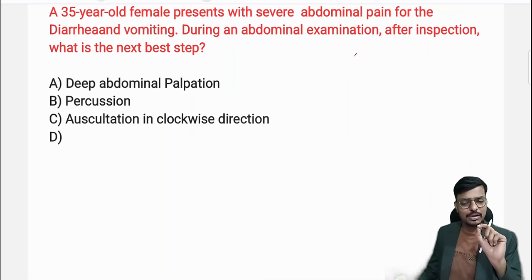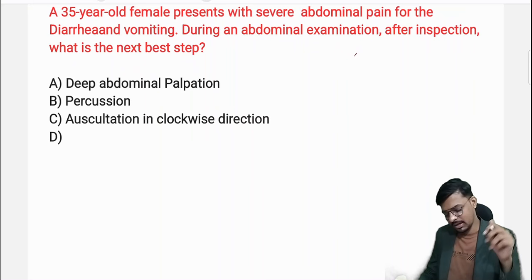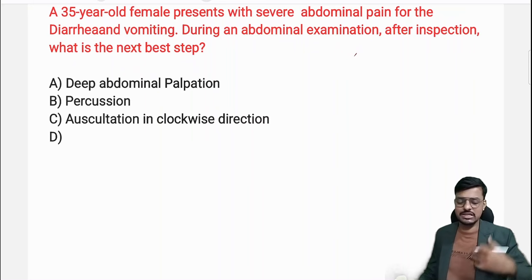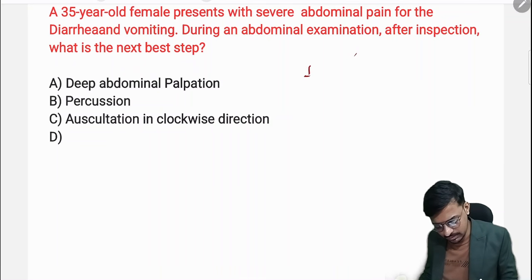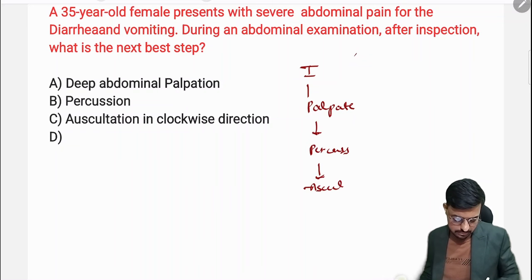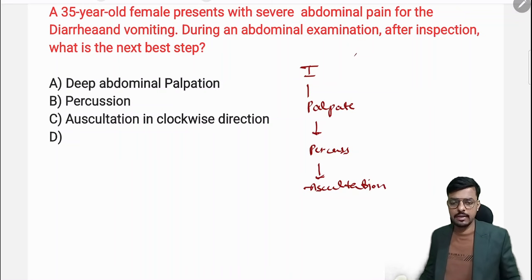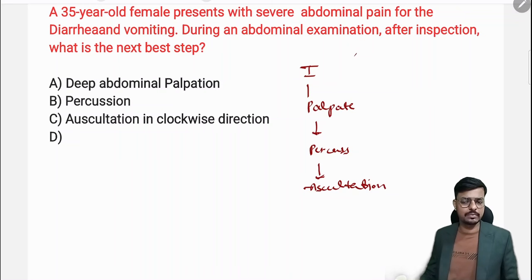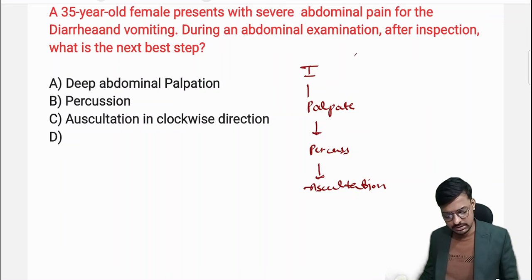Students, this is a simple question which was asked from your sequence of the assessment of the abdominal area. For any other areas like head and chest, if I am assessing, first I will inspect, then I will palpate, then I will do the percussion, then I will do the auscultation, right? But whenever you are assessing the abdominal cavity, after the inspection, the first thing you have to do is the auscultation.